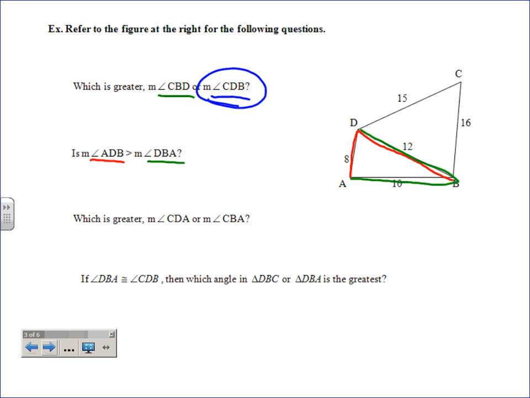So that one's green. And then what's that symbol asking? Yeah, greater than, right? So is ADB greater than DBA? It's kind of a mouthful. That's why we'll say red and green. A little bit easier, right? So green has what across from it? It has 8. And red has 10.